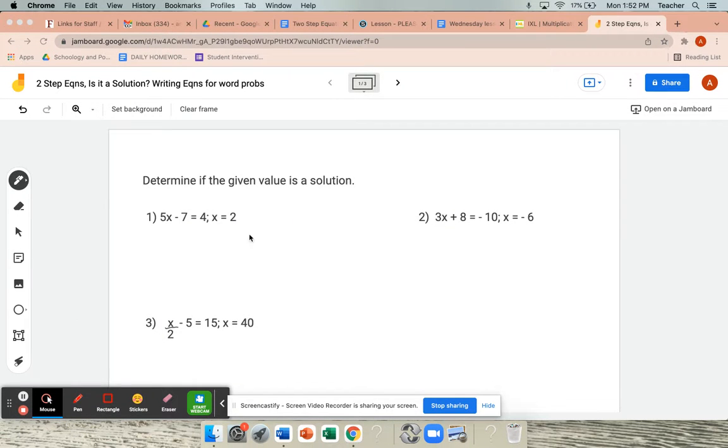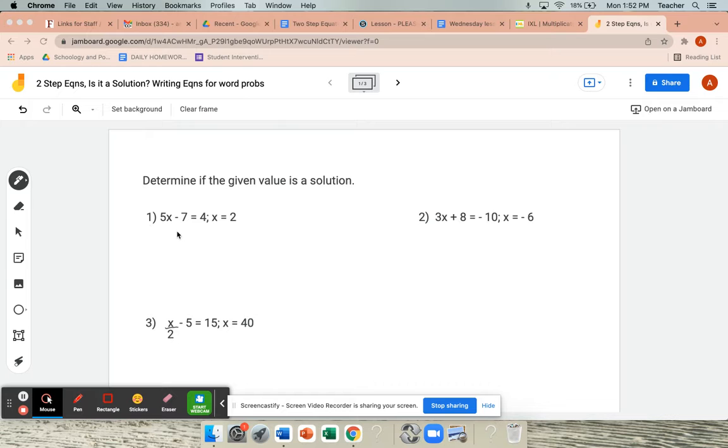Hi, everyone. Today we're going to be doing, well, we've already talked about this, but determine if a given value is a solution and how to do that. The first one says 5x minus 7 equals 4, x equals 2. What this is asking you is, does x equal 2, is that a solution for this equation?